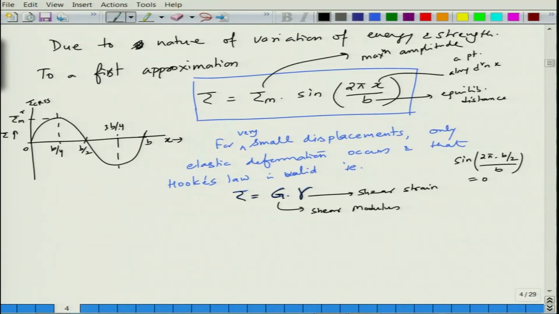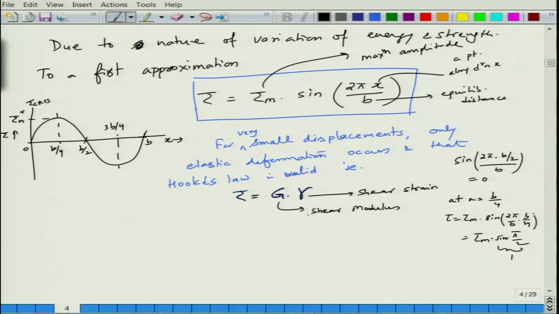And when x is equal to b by 4 or 3b by 4, then at x equal to b by 4, tau will become tau m into sine of 2 pi divided by b into b by 4. So, this will be sine pi by 2, which is equal to 1. So, the shear stress will be equal to tau m at b by 4 and 3b by 4, and so on.